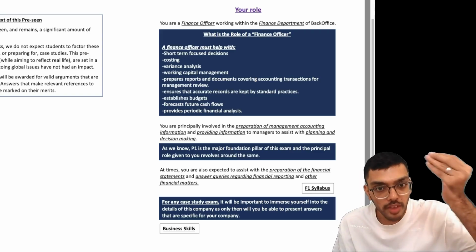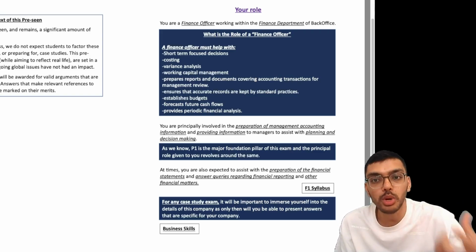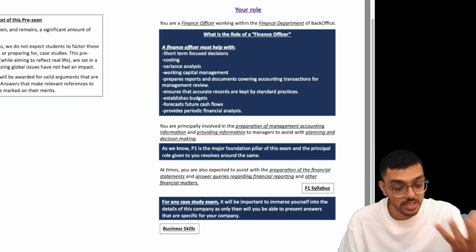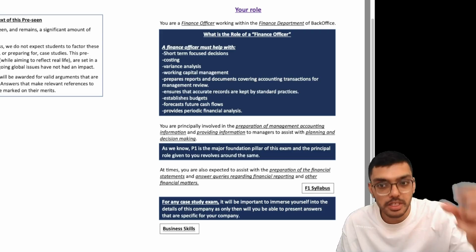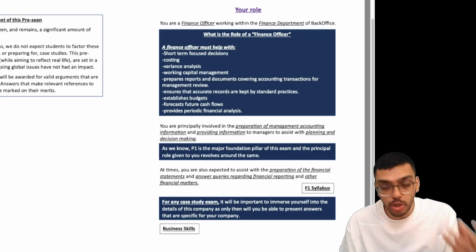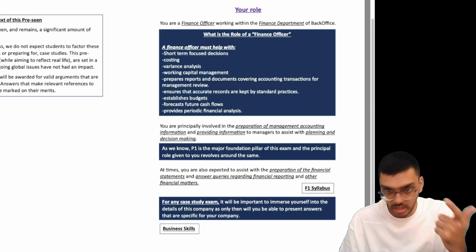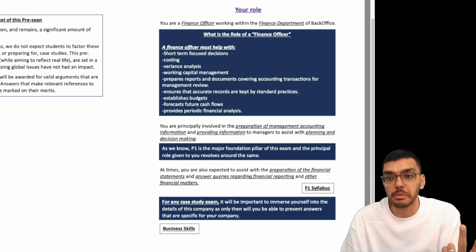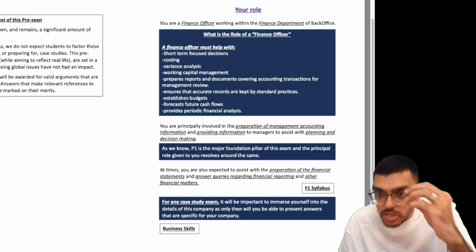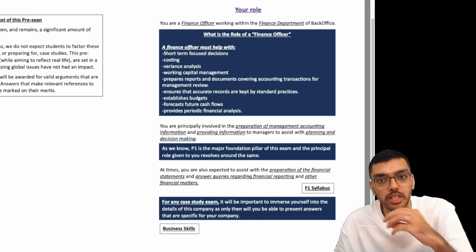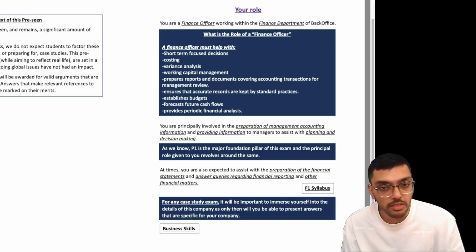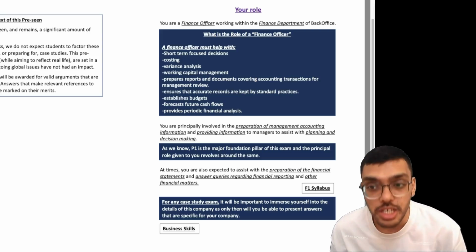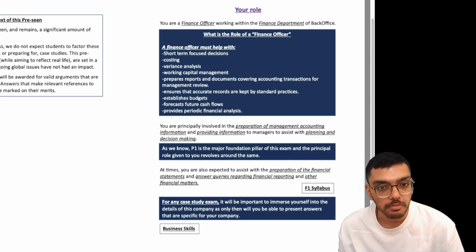Very clear that P1 is the major foundation pillar of this exam, and the principal role given to you revolves around the P1 syllabus. So if you don't know risk decision making, your planning variances, your costing information, technically just the concepts in your own words from the P1 syllabus, it's going to be very, very difficult to take this exam and achieve a positive result.